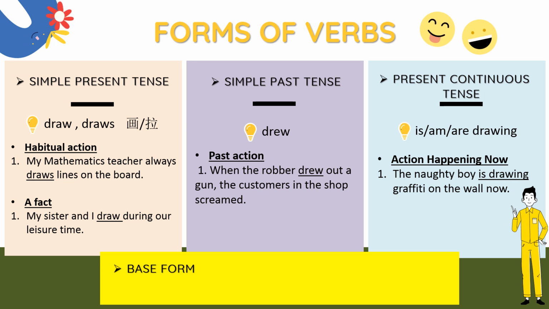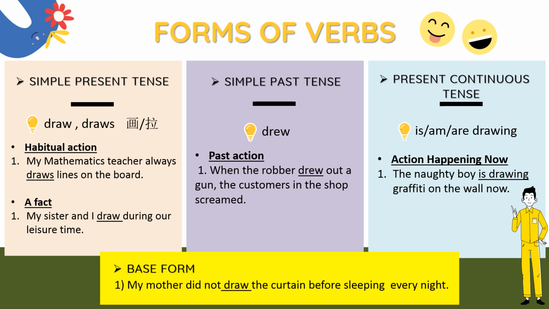So next, we will talk about base form. So remember what is base form? Base form 呢就是变回原本的字。So we can see here, number one, my mother did not draw the curtain before sleeping every night. So 我的妈妈每天晚上没有拉那个窗帘。So did not, 因为有 do, does, did, can, could, will, would, shall, should. Do, does, did 因为那个 did 所以你的 draw have to be changed to an original word which is draw. You cannot put drew. Okay, so this is the answer for base form. So this is the revision about the three tenses.